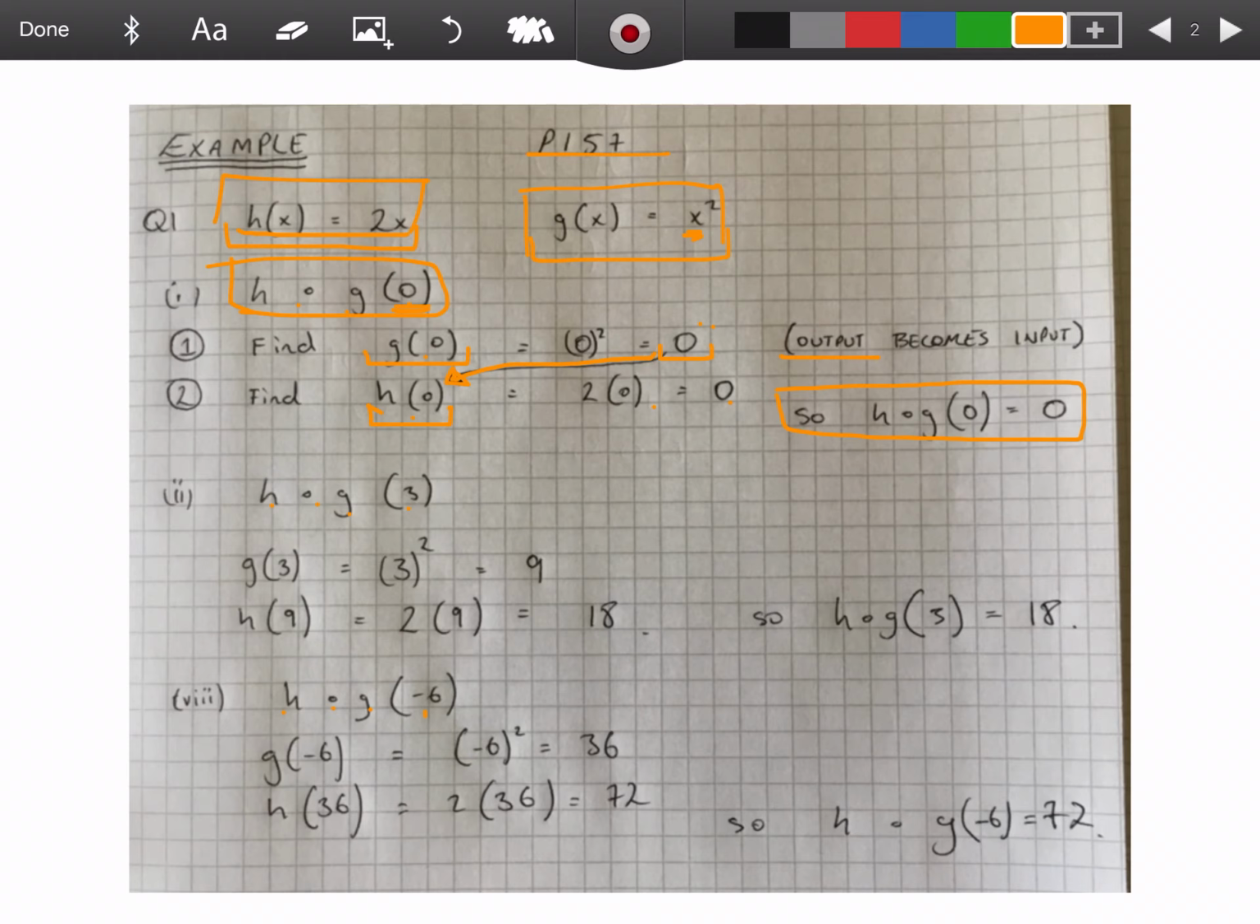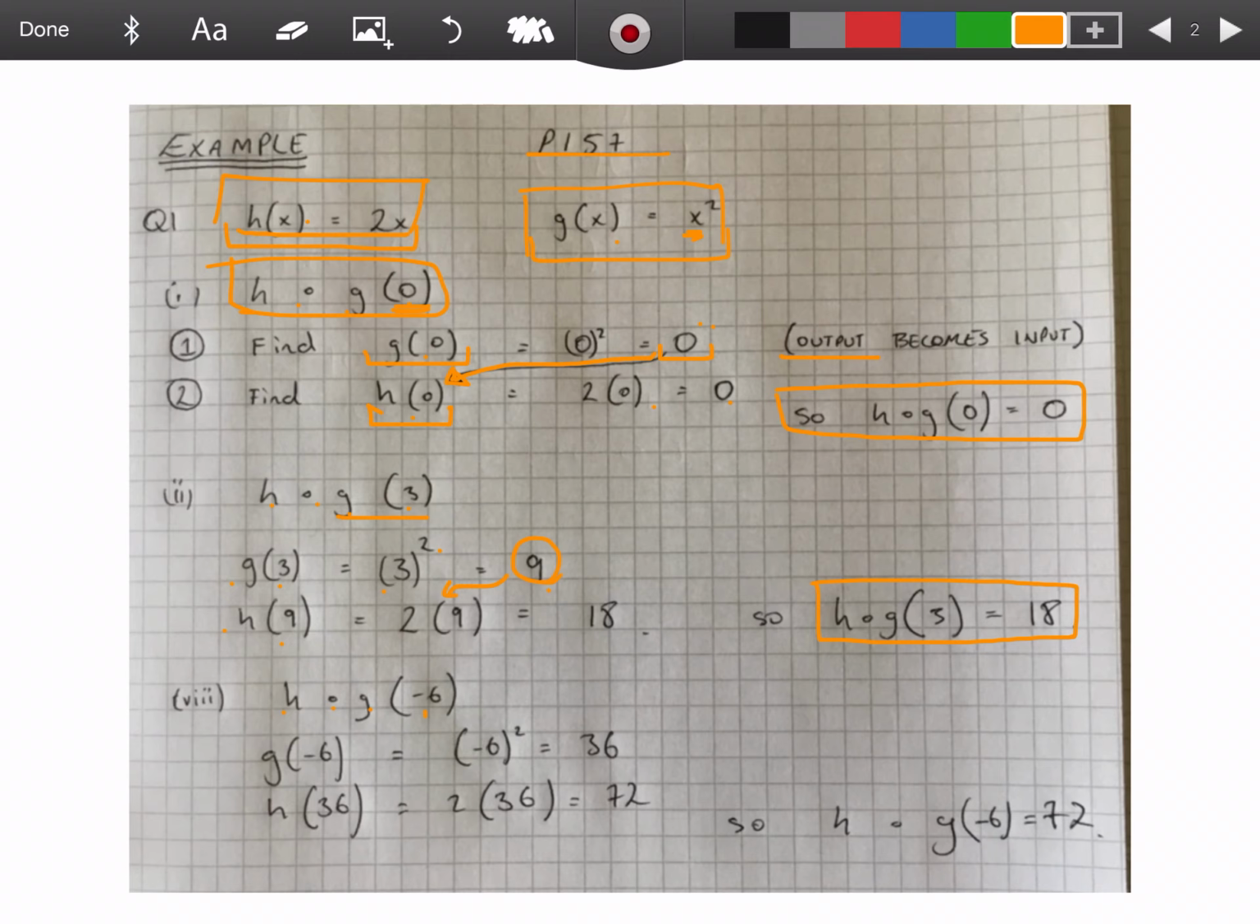Now it might be a little bit confusing because the number doesn't change in this one. That's why I've given you more examples. I might make it a bit clearer in the next ones. Part 2, I'm looking for H after G of 3. I substitute that into my G of x function. So G of 3 becomes 3 squared, which is 9. Then I'm using 9 as the input for the H function. H of 9 becomes 2 times 9, which is 18, because my H function is 2x. So H after G of 3 is equal to 18.